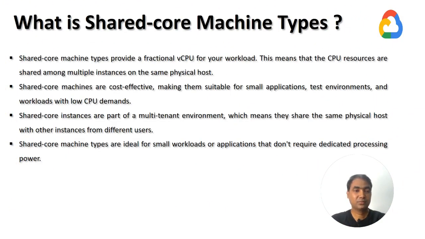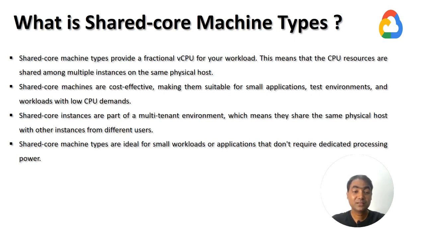As you can see here, what are shared core machine types? Shared core machine types are designed for workloads that do not require a full vCPU. They provide a fractional vCPU for your workload. They are cost effective and suitable for lightweight tasks or applications with low CPU demands. Shared core machine types are ideal for small workloads or applications that do not require dedicated processing power.